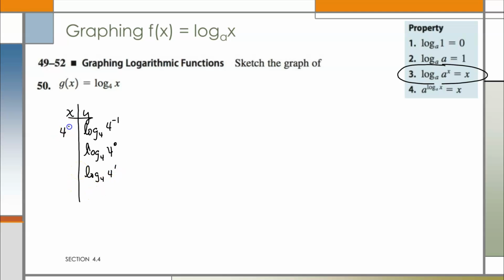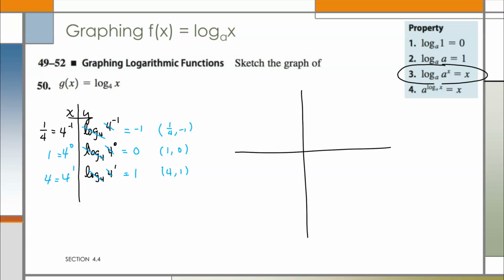Plugging in 4 to the negative 1, remember what happens: the log base 4 and this 4 cancel out, so we're just left with negative 1. So we would be plotting (1/4, negative 1). 4 to the 0 is 1, so we'd be plotting (1, 0). Plugging in 4 to the first, which is 4, we would get 1.